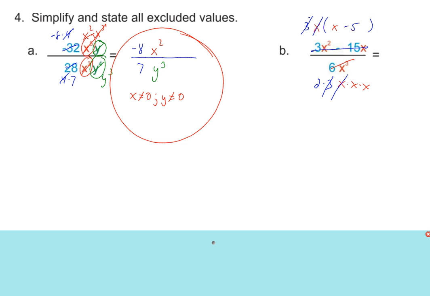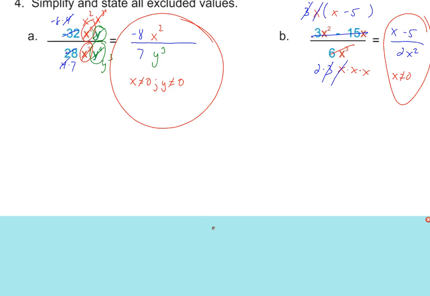So what do we end up with on the top? An x minus 5. What is our bottom? A 2x squared. And remember, it did ask for excluded values. So in this case, there's only an x in the bottom, and if the x were a 0, then that would give us a 0 denominator, so x cannot be a 0. All right? That's the situation. A lot of factoring.